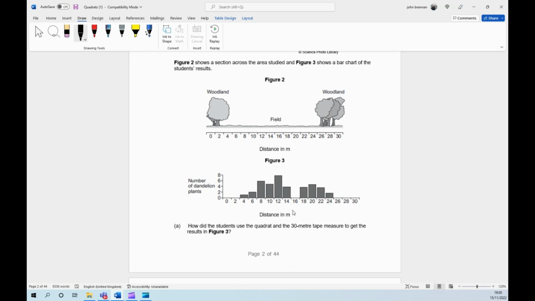And here are the results. What it looks like they're finding is that at one of the woodland areas, like here, they're getting no dandelions. In the other woodland area, they're getting no dandelions. And in this area in between, as you're getting further away from the woods, moving up towards the middle of this open field, you're getting more dandelions. There's an area here that doesn't seem to have any in. More about that in a second.